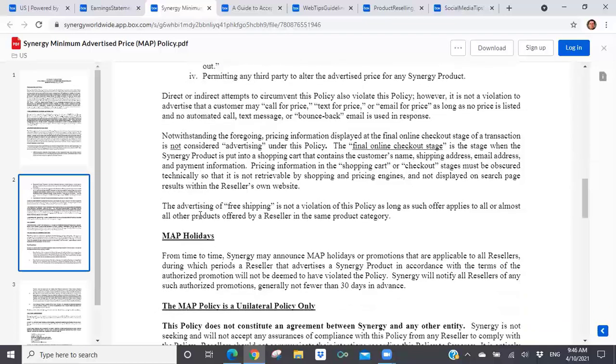Okay, so I would say that you would be able to do it. I would still check with compliance, because here, this line here, the advertising of free shipping is not a violation of this policy as long as each offer applies to all or almost all other products offered by a reseller in the same product category. So I would think that you would be able to offer that as a thank you for their order, as long as that was applied universally.